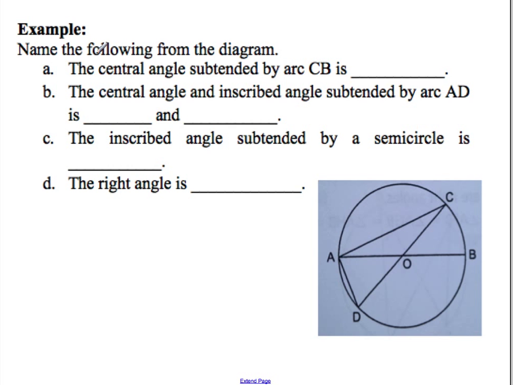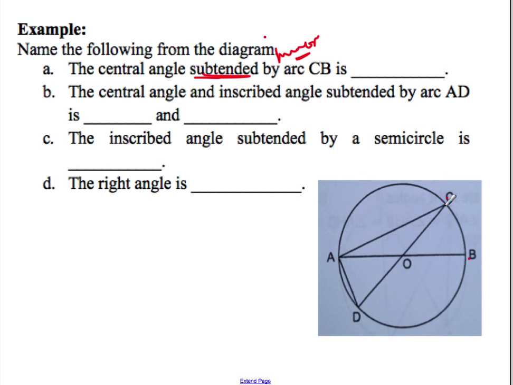So here, let's see, name the following from the diagram. The central angle subtended by arc CB. Okay, so here, let's do this. This is my minor arc. We just assume that if it's subtended, you're always talking about the minor arc. Okay, so this is the arc we're talking about right here. I'll erase that now that I've made a mess.